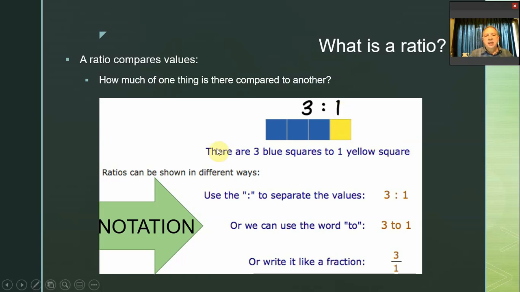Okay? So here it is, there are 3 blue squares to 1 yellow square, and ratios can be shown in different ways. We can use this colon, 3 to 1, use the word to, 3 to 1, or write it as a fraction. 3 for every 1 is the way that's stated. It's almost like a percentage.